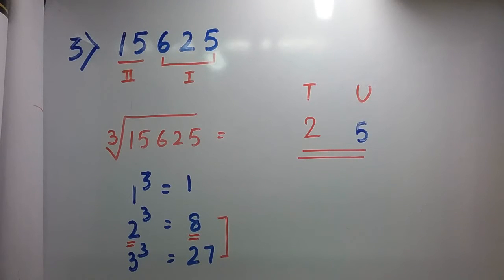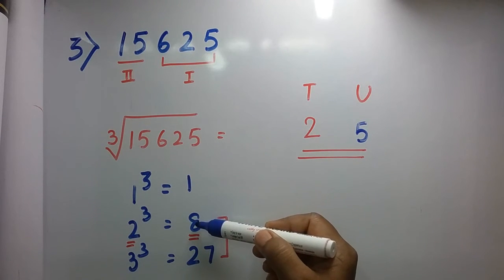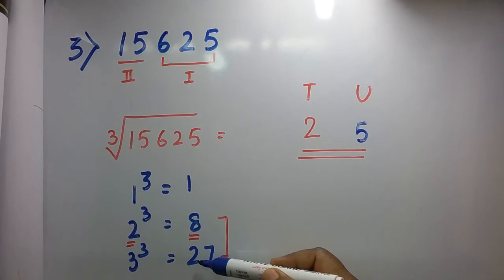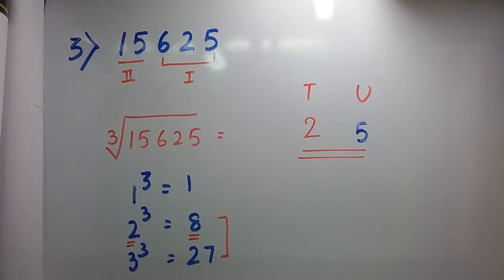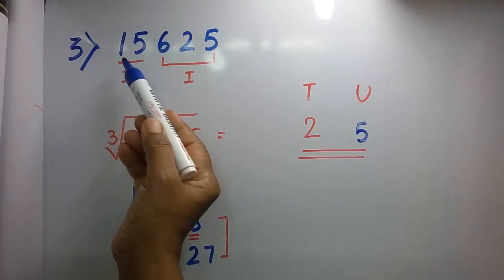It's not necessary that it will always come between 8 and 27. There are 3 questions that we have done, and it was between 8 and 27. It can be beyond it, depending upon the number which is here.